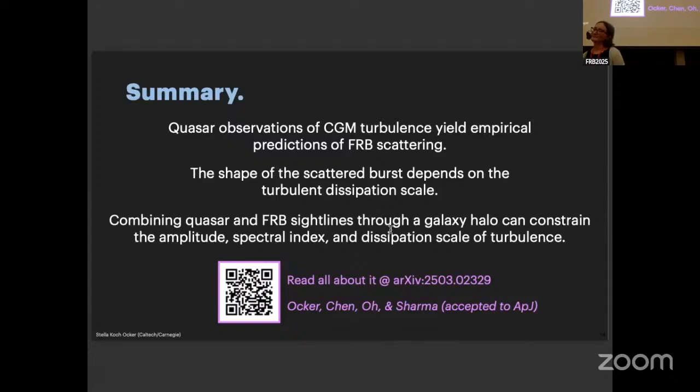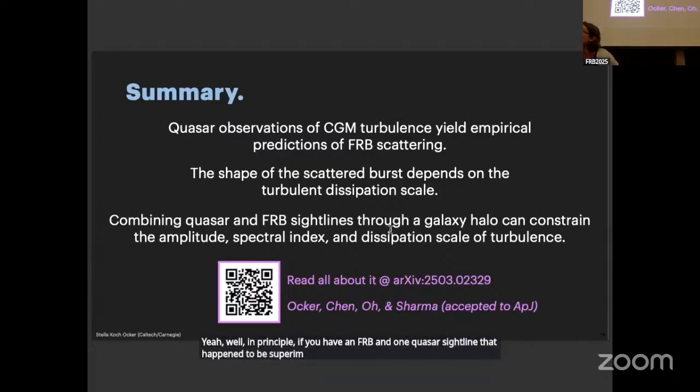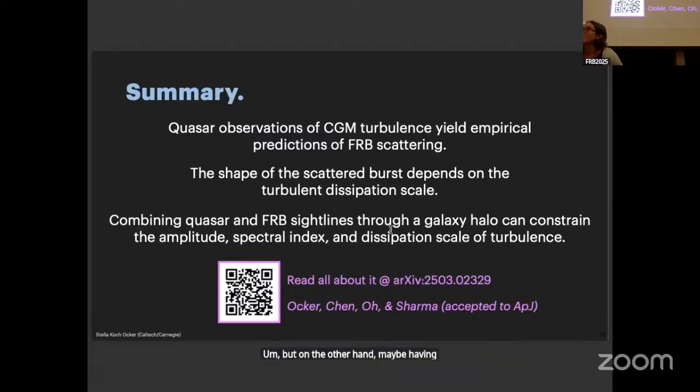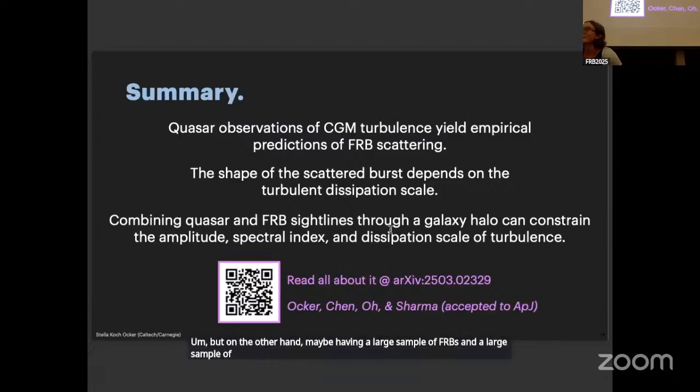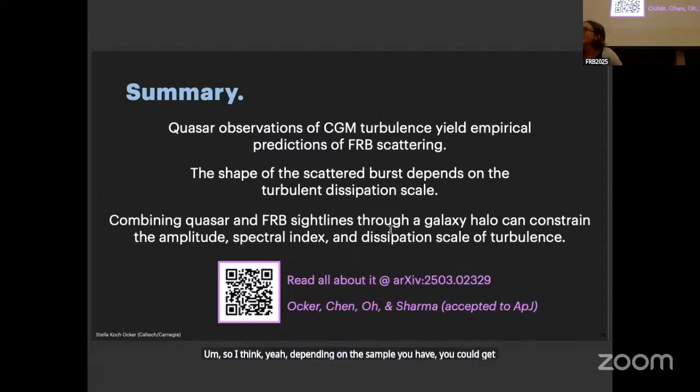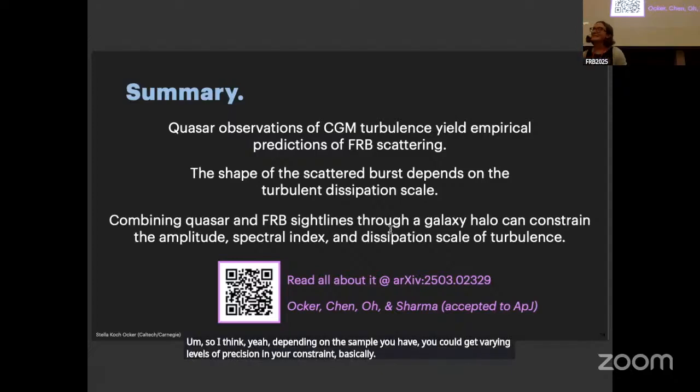Ilya Kriken here. How many quasar sightlines do you need to actually put constraints on all these parameters? In real observations, how many do you need? Well, in principle, if you have an FRB and one quasar sightline that happen to be superimposed or very, very close to each other, then that might be enough. But on the other hand, maybe having a large sample of FRBs and a large sample of quasars through one halo, like we have in M31, would be the better way to go. It really depends on the sample you have; you could get varying levels of precision in your constraint. Thanks.